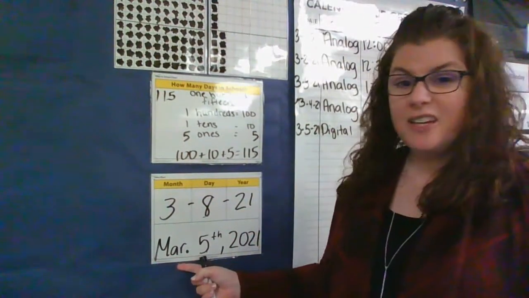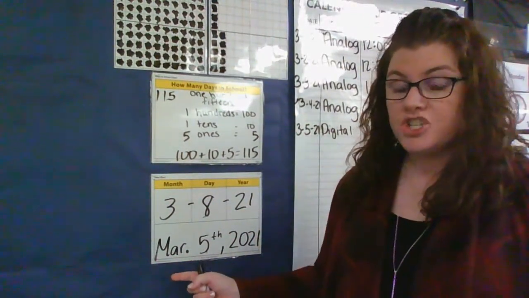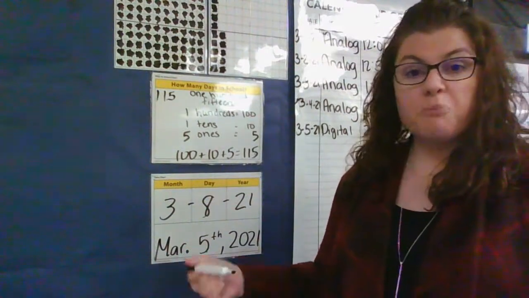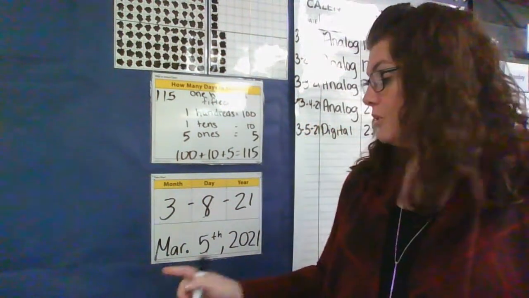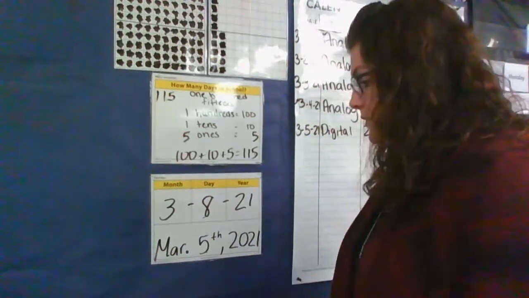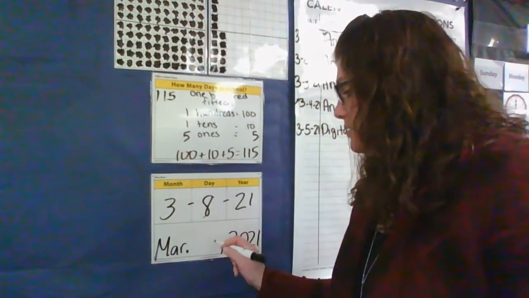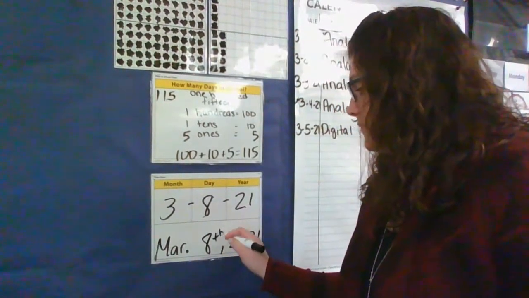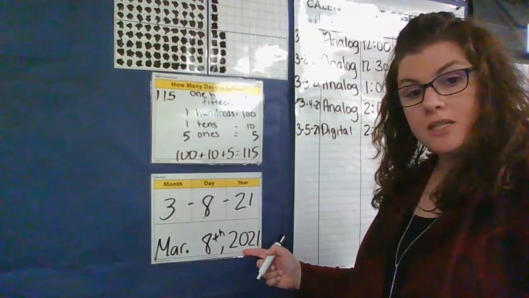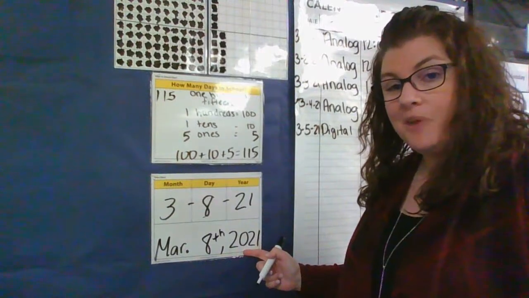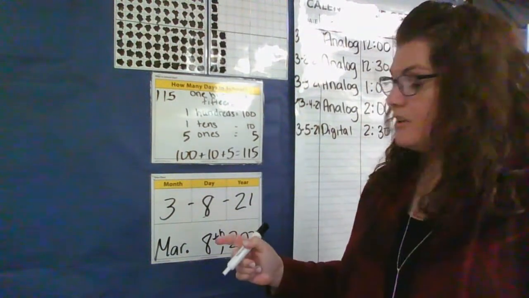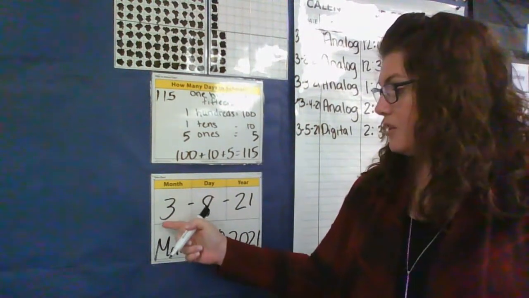Now, if you're feeling fancy and you want to write your date in the long version, remember when we write March abbreviated or shortened, we write it as M-A-R. We change this to the 8th. And the full year is 2021. Because you know me, I like it quick and simple. Everything we write our date on today will be as 3-8-21.